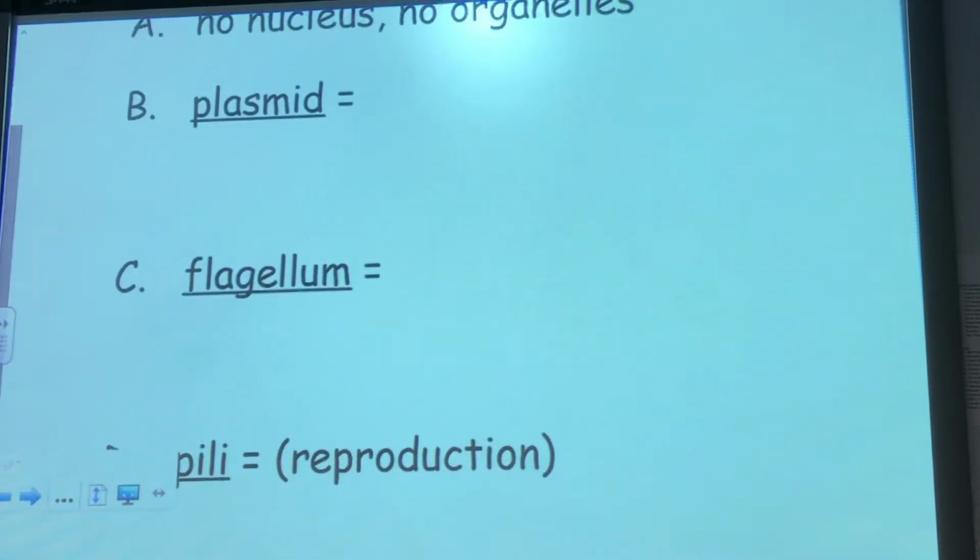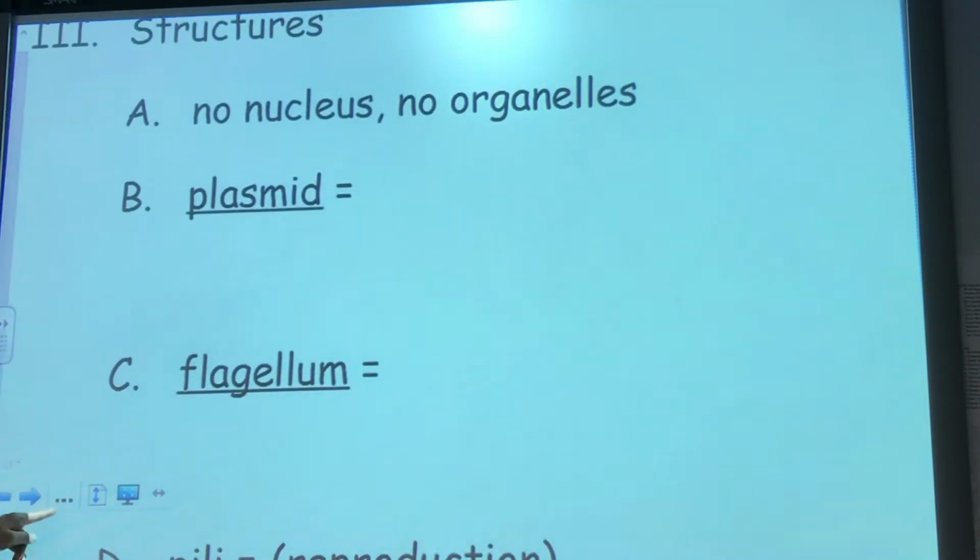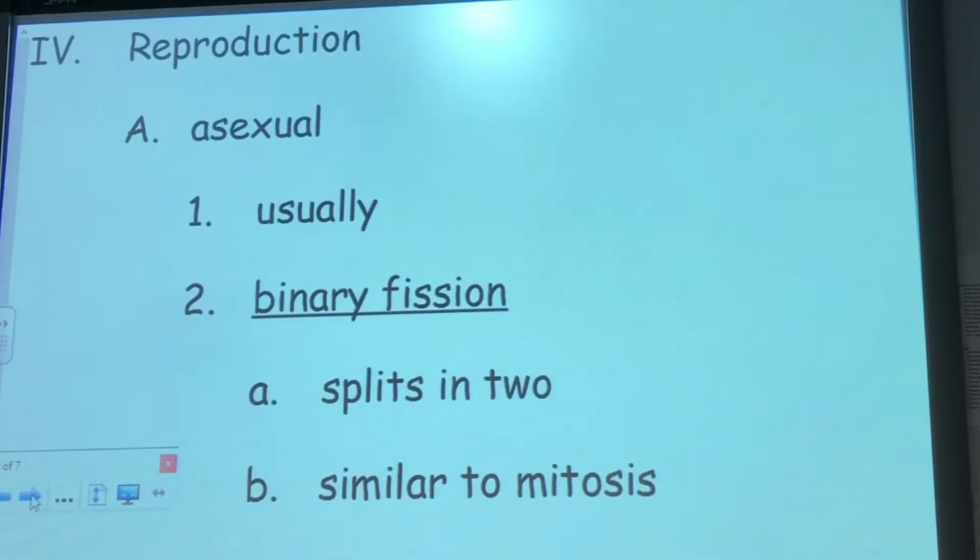The reason I left it in here was so that you understand this is stuff that could be on the test, right? This is part of the notes. So this is all stuff that could be on the test. I'm giving you an assignment to make sure you have identified this stuff. But let's move on to reproduction in bacteria.